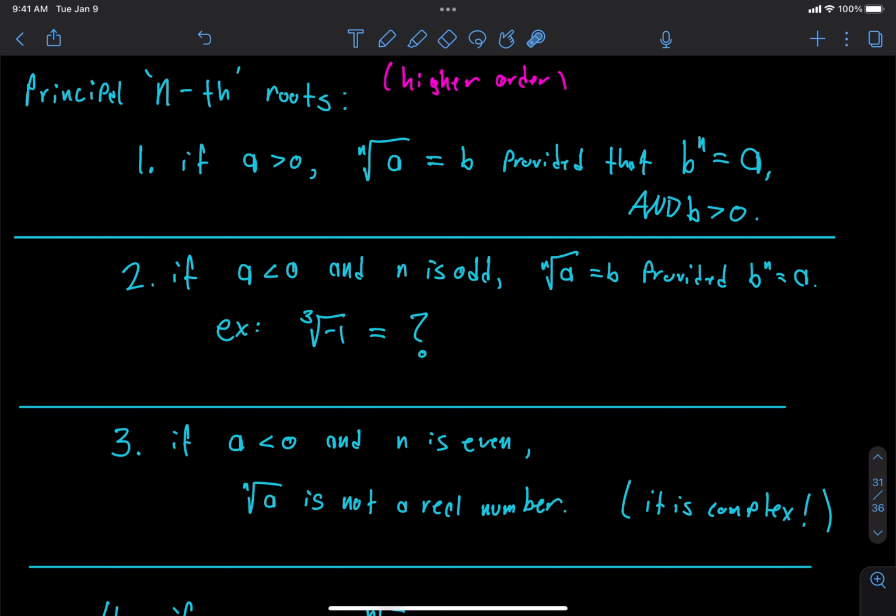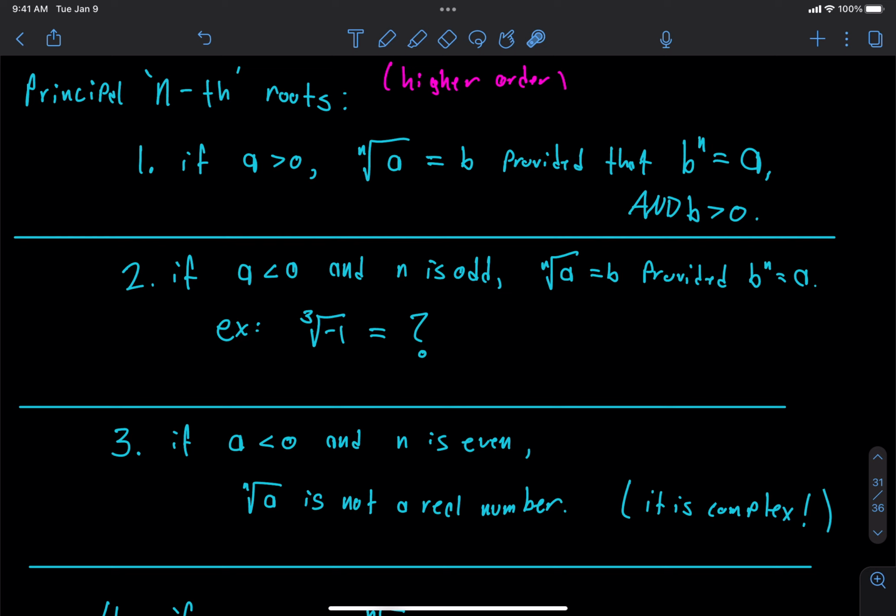Can anybody tell me why there's going to be a big difference between even-powered roots and odd-powered roots? Griffin. If you're cubing a negative number, the end result will be negative. Very good. In other words, I can take cube roots or odd-powered roots of negative numbers.